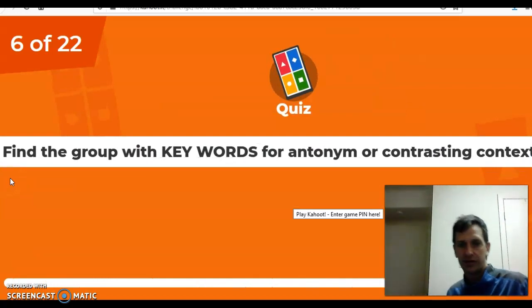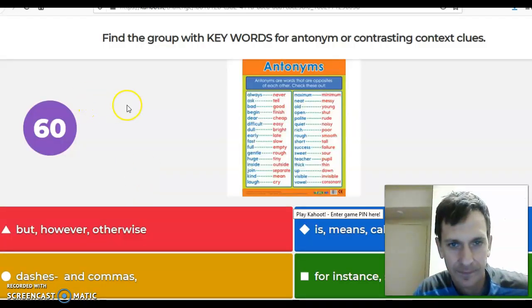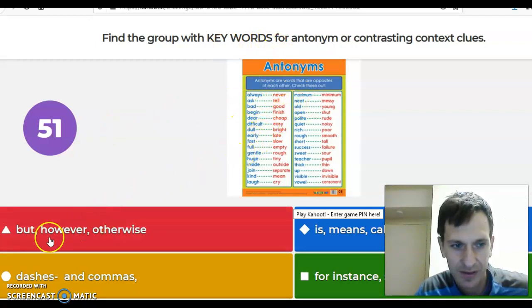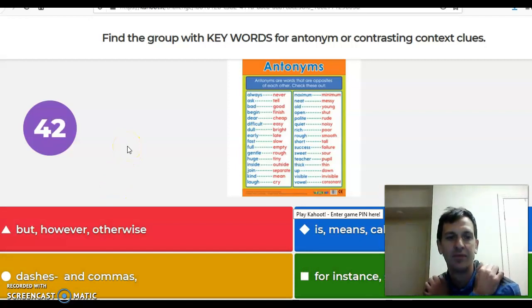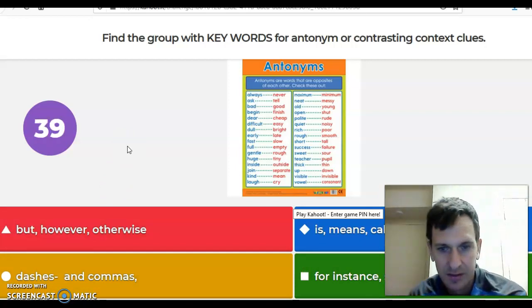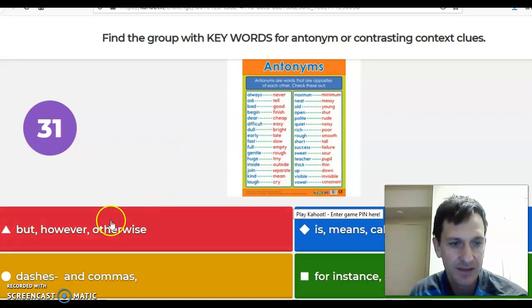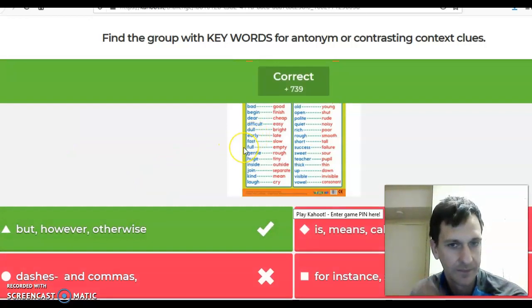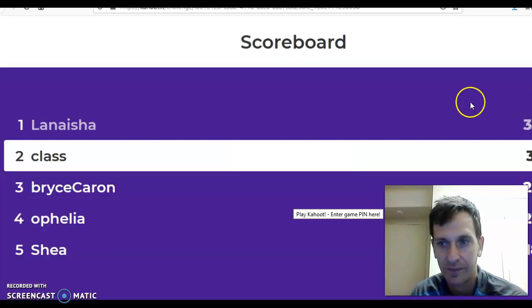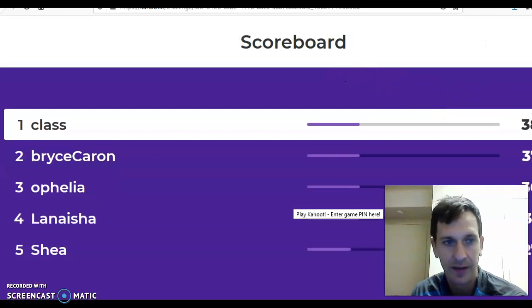Find the group with keywords for antonym or contrasting context clues. What are the keywords for antonym or context clues? But, however, always, is, means, called, or, for instance, such as, dashes and comma. Alright, so when we have an antonym, it is the opposite, right? So it is not, for instance, would be an example. Dashes or commas, no. Antonym is opposite, so but, however, otherwise, right? It's the opposite. That was a tough one. Good job for y'all. You got it right. Excellent.